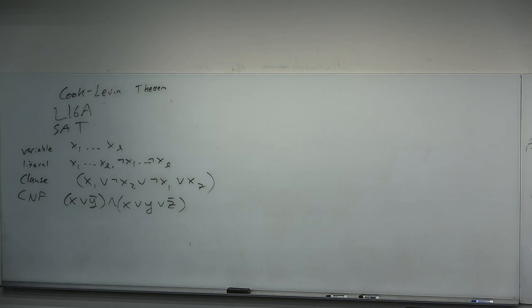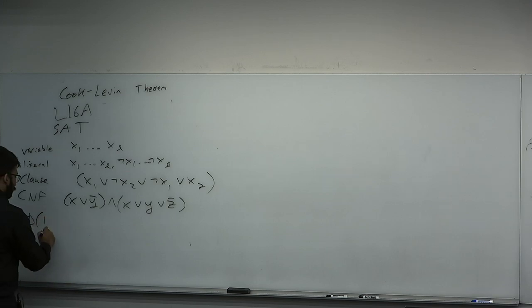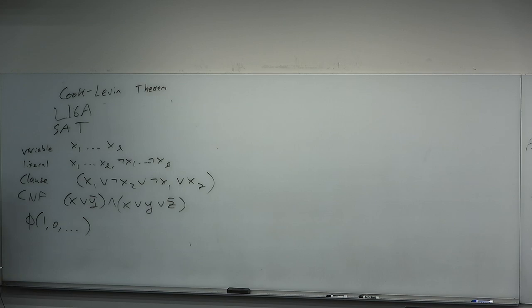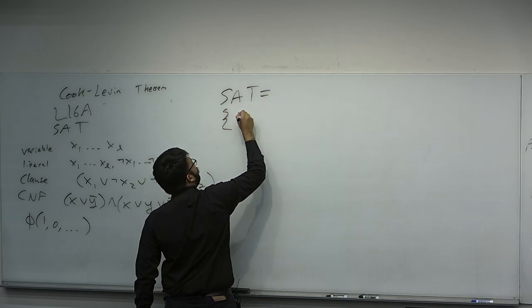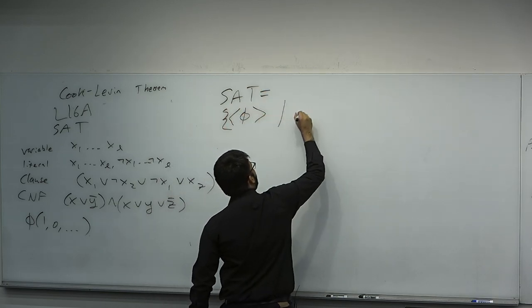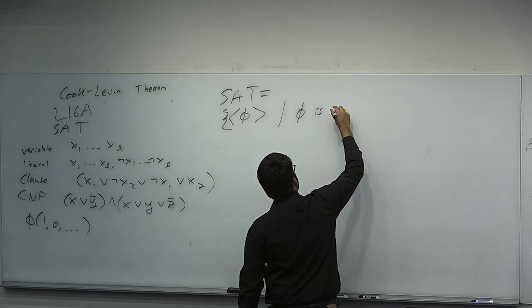Now, given a CNF, we denote a CNF by phi, right? Given a CNF, you can choose an assignment to the CNF. By choosing an assignment, we mean assign the variables x, y, z, whatever those variables are, to 0 and 1, and you compute using Boolean logic what the output of the formula is. You evaluate the CNF at some variables, and it's going to be a 1 or a 0. That's what we would say an assignment of a formula is. SAT is a language of encodings of CNFs that have satisfiable assignments.